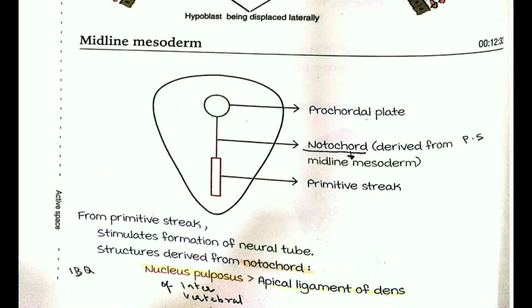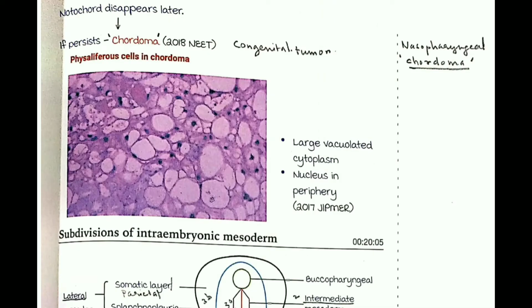So there are basically 2 structures which are derived from the notochord: the nucleus pulposus of the intervertebral disc, and also in some books it is mentioned that the remnant of notochord can form the apical ligament of dens as well. So notochord will disappear in the later stages, and it will form the nucleus pulposus and the apical ligament of dens. But in some pathology, the notochord will not disappear, and it will persist in the adult life. And if notochord persists, then that condition is called chordoma.